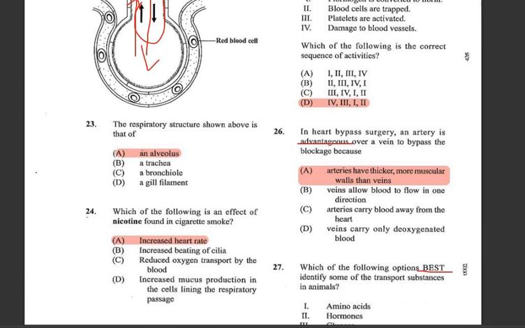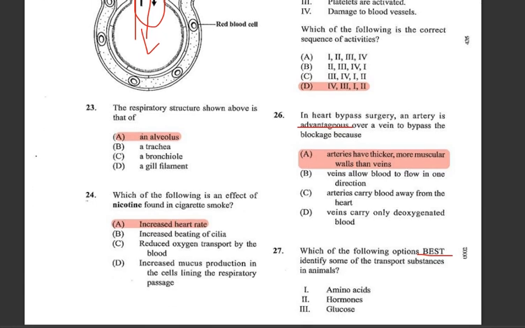Alright, number 26, moving along. It says in heart bypass surgery, an artery is advantageous over a vein to bypass a blockage, because the artery has thicker and more muscular walls than a vein. Remember, the walls of a vein are very thin, so they are easy to tear, and they are less muscular, so they don't have the supportive muscular walls that arteries have.